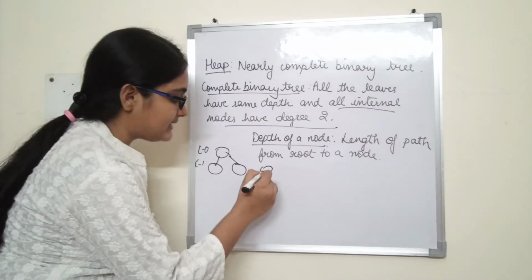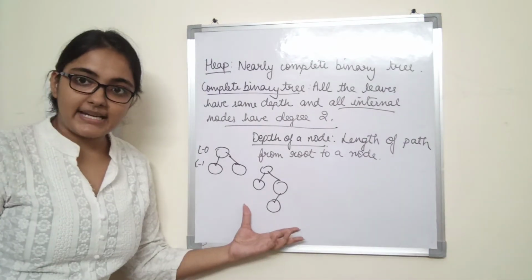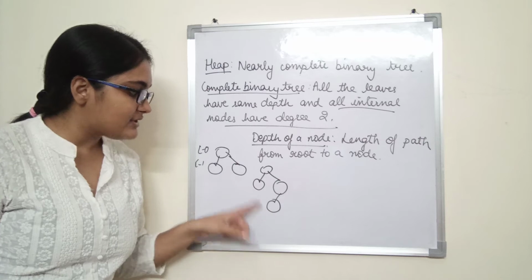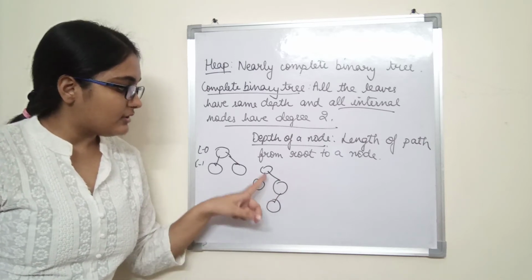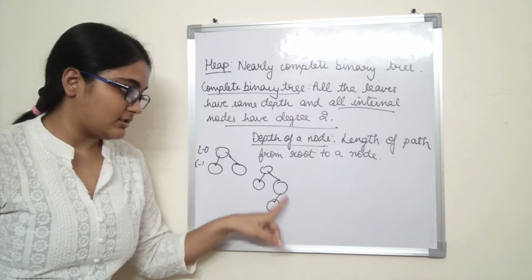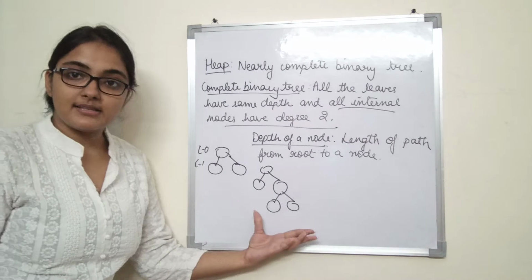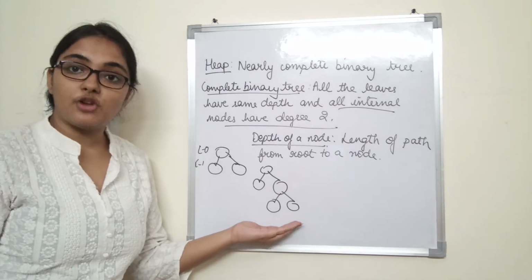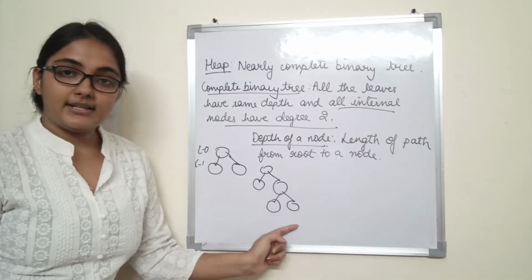Alright, let us see more examples. Is this a nearly complete binary tree? Is this a complete binary tree? No. Why? Because the leaves are not at the same depth. Alright, and also all the internal nodes do not have degree 2. This also does not have degree 2. Even if it has degree 2, it is not eligible to be a complete binary tree. Why? Because leaves are at different depths.